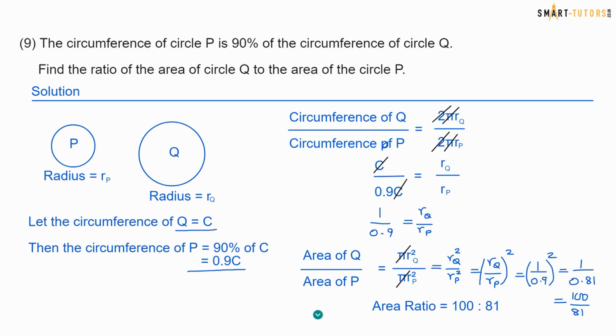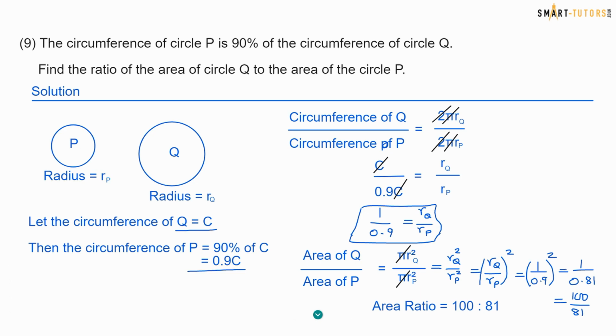So circumference of Q is capital C. Circumference of capital P is 0.9 C. If you cancel C and C here, the answer is 1 over 0.9. So that is one solution you have already taken here. Keep that one. But the question is talking about area.